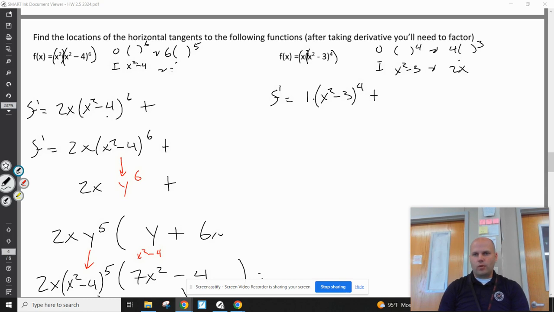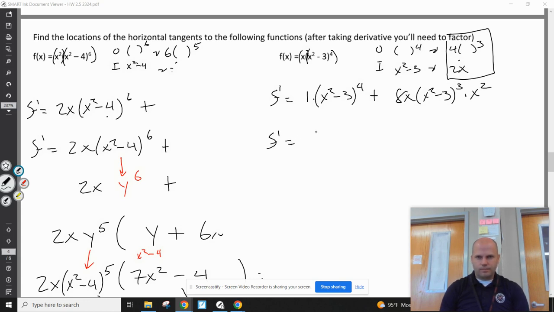Multiply the 4 and the 2x together. All right, at least I know I'll stop here. Get 8x, x squared minus 3 cubed times x squared. I can multiply the x squared and the 8x together.